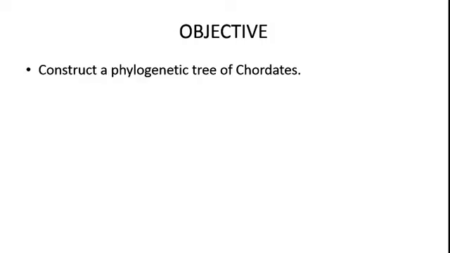The objective for this lecture is to construct a phylogenetic tree for chordates. First, let's define the features, or the traits, that chordates share. The reason that they're called chordates is because of two features that involve a cord.